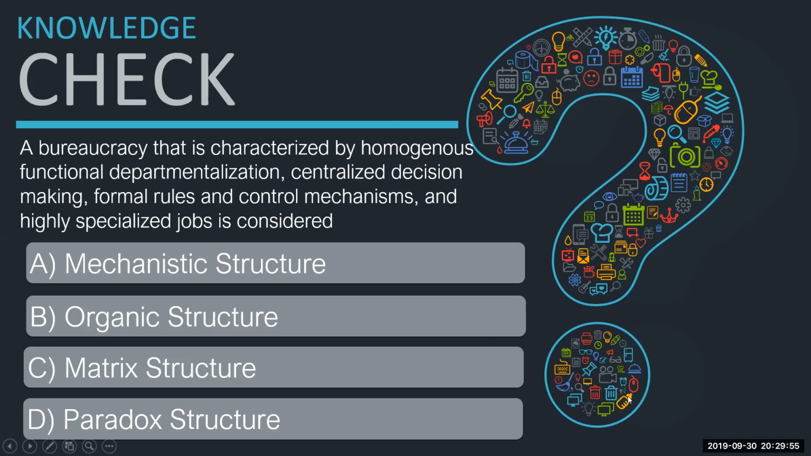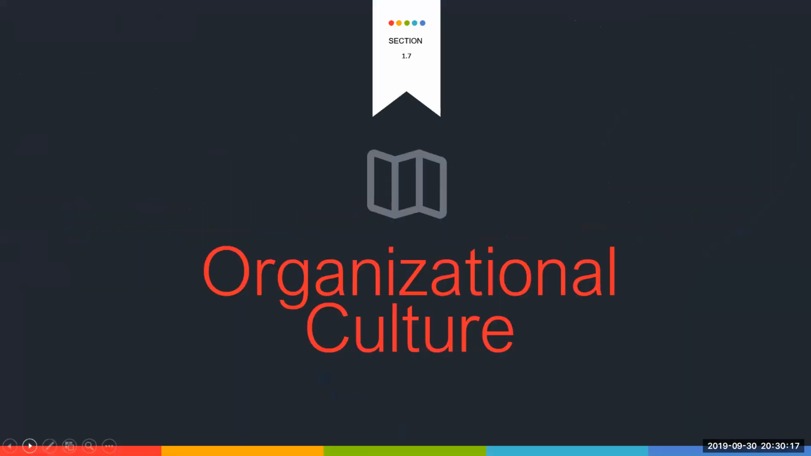Okay, so our answer here, back to the board, is A, mechanistic structure. Very good. I think almost everybody got that correct. All right, so any questions on any of those before I move on to the next topic, which is culture? All right, we can talk about it at the end of class as well.